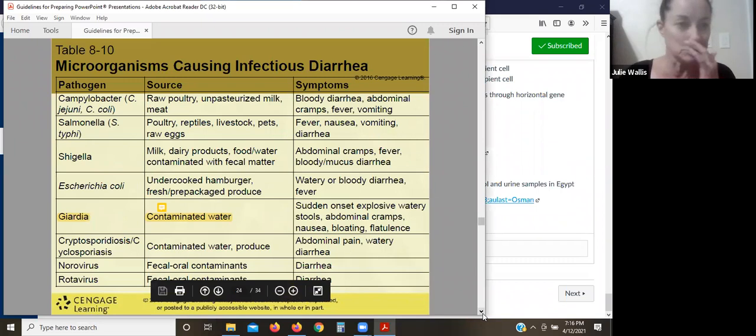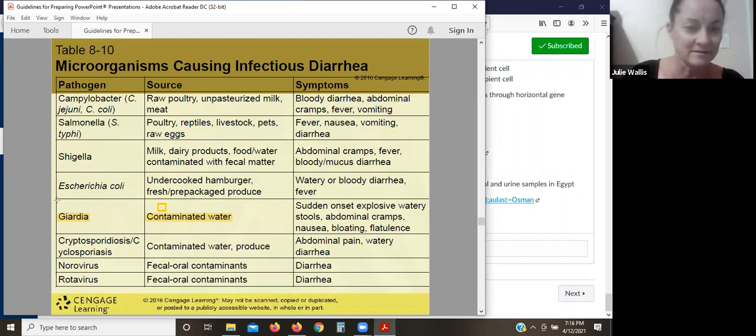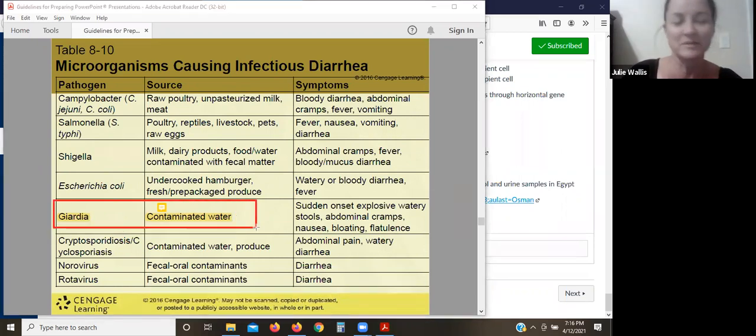Okay, here's the chart that I was talking about. So this is table 8.10. I think this is already in your book, but I highlighted it because it specifically says something about Giardia lamblia, or whatever species it is, because they have several different names, being in contaminated water and not often in food, but then it lists it somewhere else as in food. So for your purposes, Giardia is in contaminated water as opposed to food.